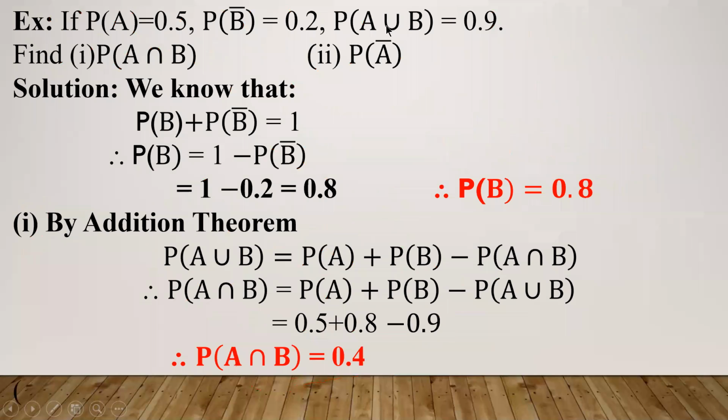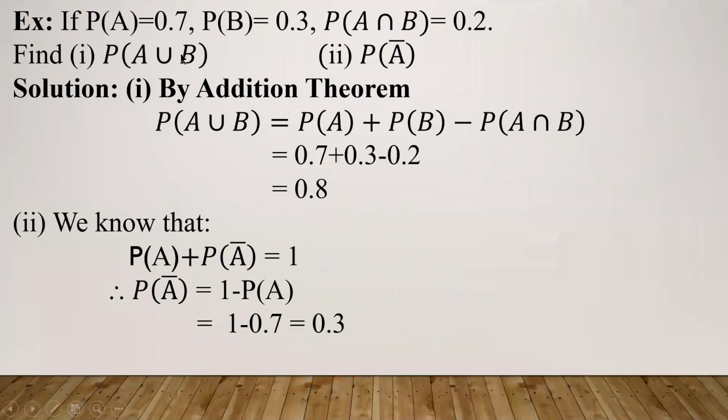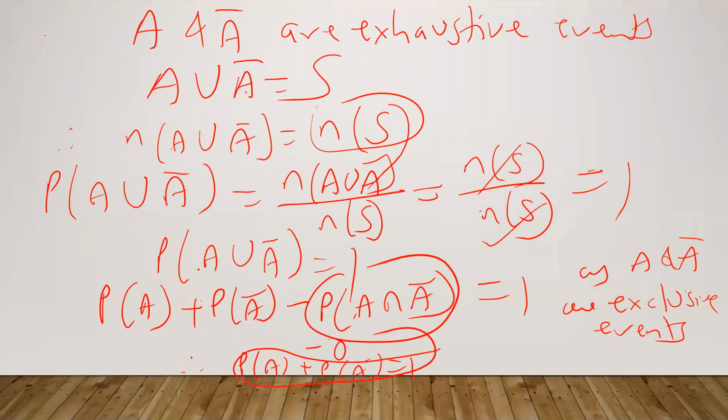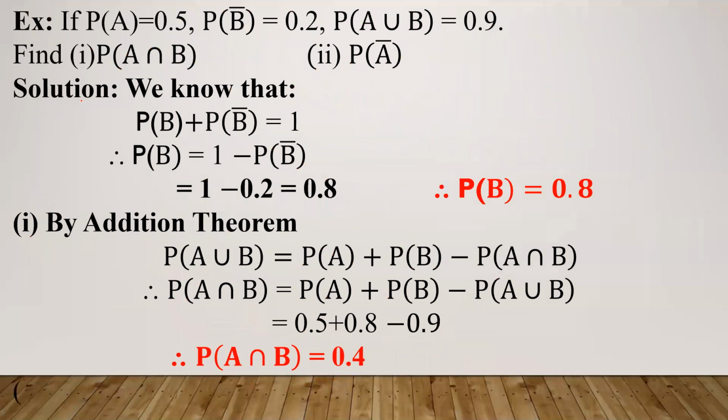Now, in this problem, you were given probability of A union B, and A intersection B was also given, and you found A union B. This is problem number 1, Exercise number 1. Okay. So this is what I have done here. Let us see problem number 2.